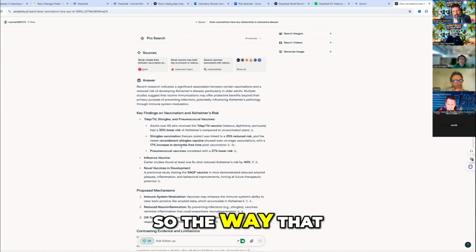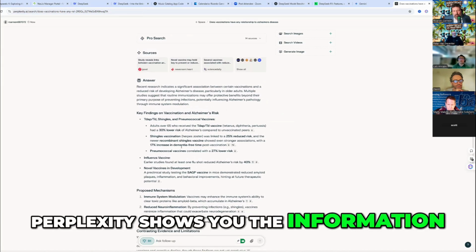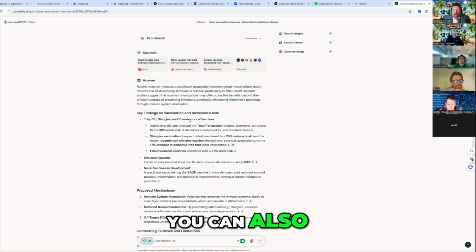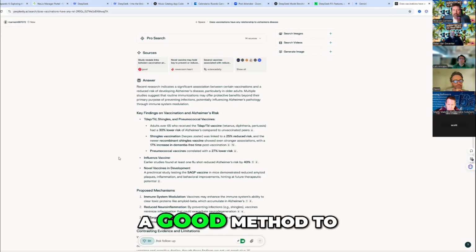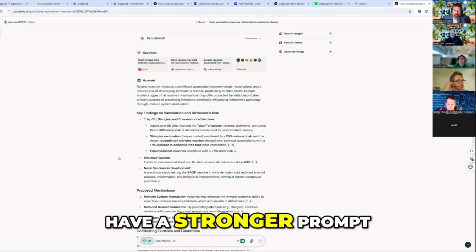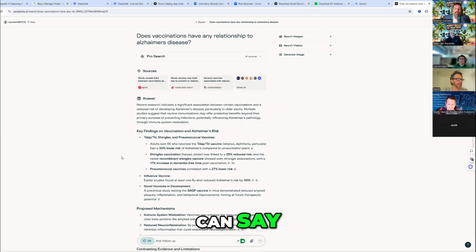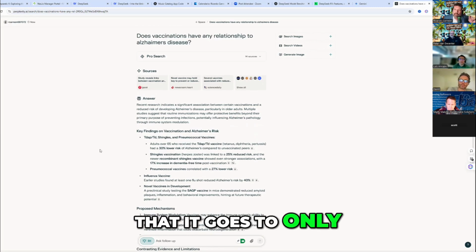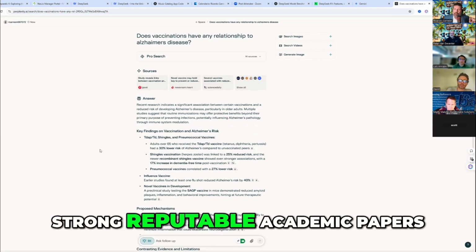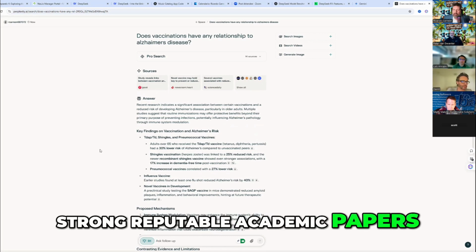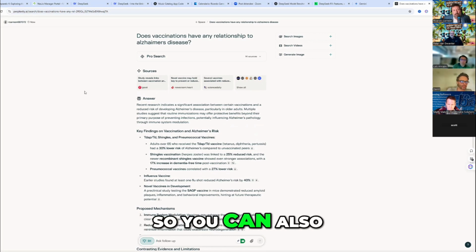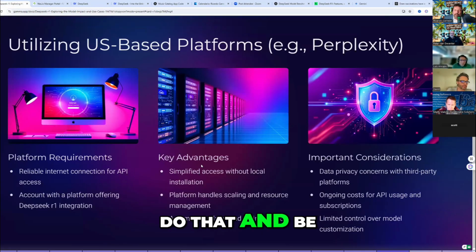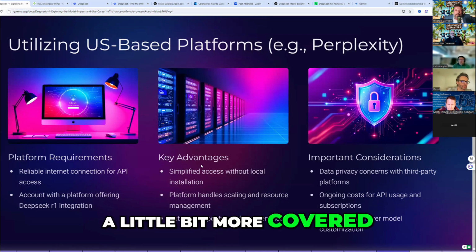So that's the way Perplexity shows you the information. As a good method to have a stronger prompt, you can say in the prompt that it should go only to strong, reputable academic papers as sources. So you can also do that and be a little bit more covered.